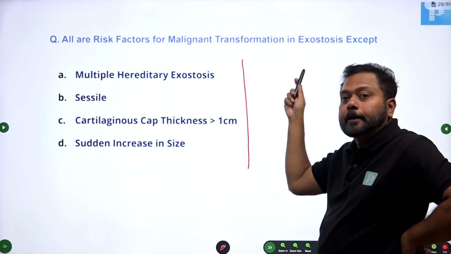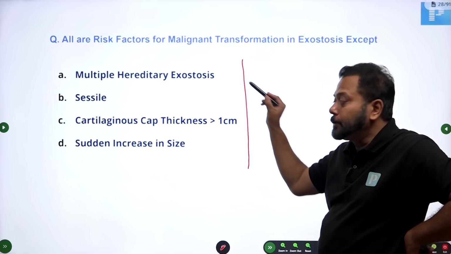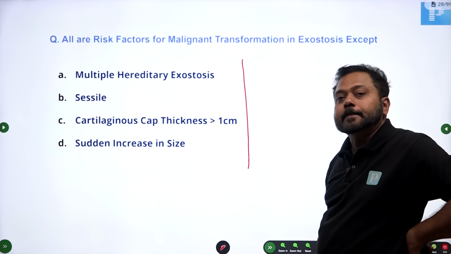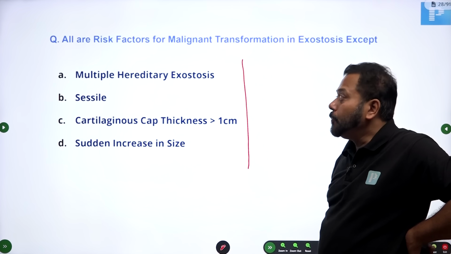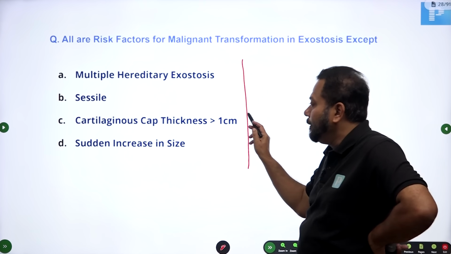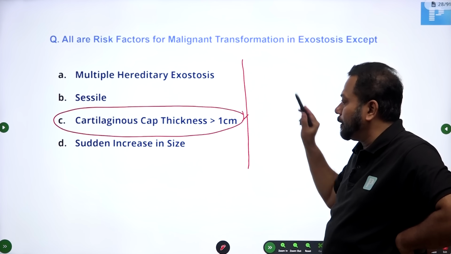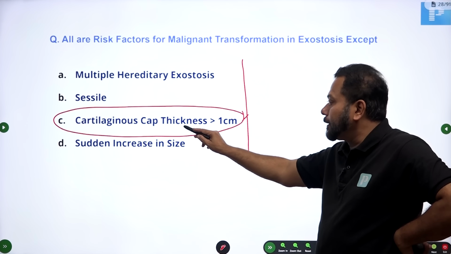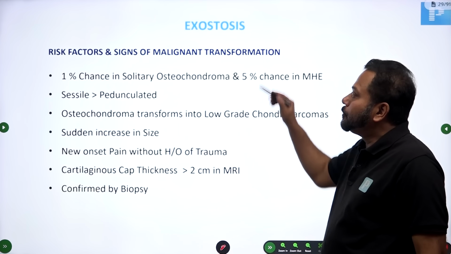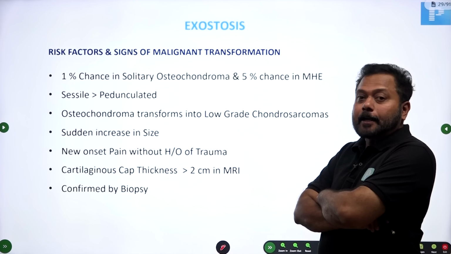All are risk factors for malignant transformation in exostosis except multiple hereditary exostosis, sessile exostosis, cartilaginous cap thickness more than 1 centimeter, sudden increase in size. So these are the 4 choices. Which is the exception? By this time you would have guessed. Cartilaginous cap thickness more than 1 centimeter is the exception, because cartilaginous cap thickness more than 2 centimeter is the answer, not 1 centimeter. So what are the risk factors and signs of malignant transformation?